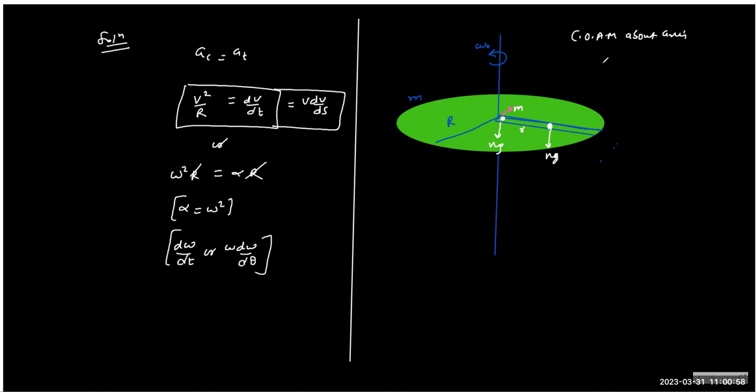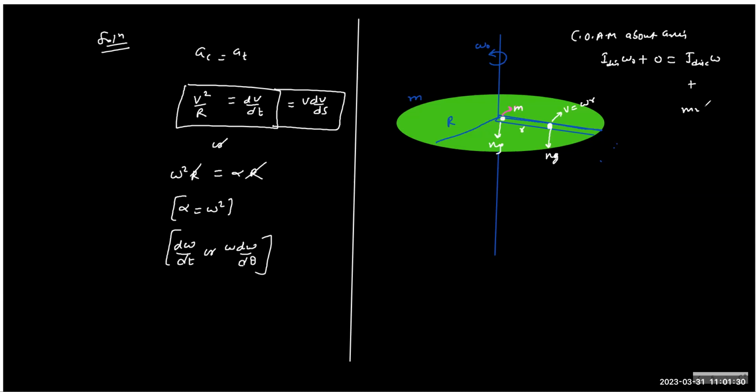In the very beginning, it is the disk angular momentum, which is I disk into omega naught, plus the mass is close to the axis, so it will have zero moment of inertia. mr square is 0, so it is 0. But afterwards, it is I disk into omega, and the particle will also have velocity in this direction. How much is this velocity? Omega of that instant, correct?